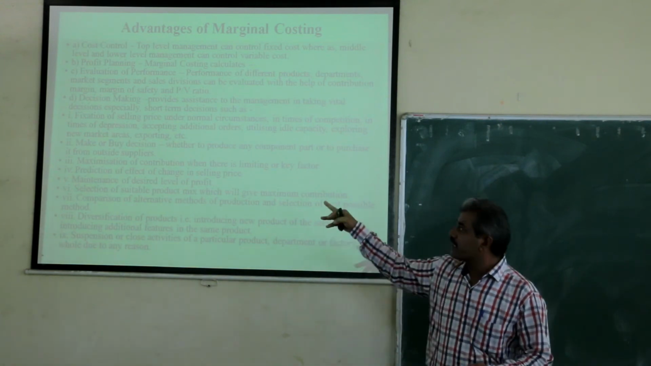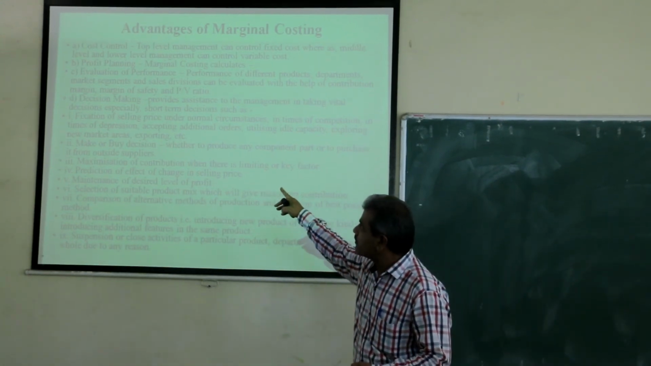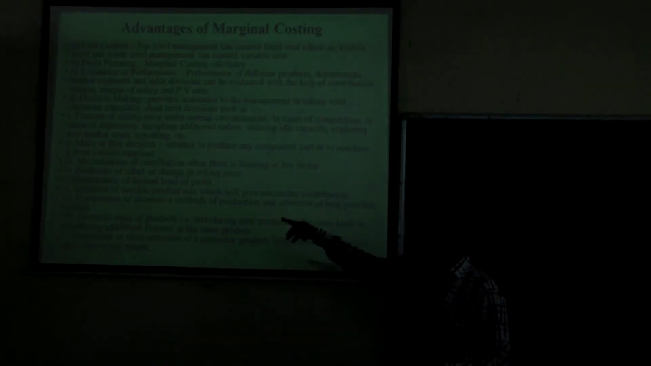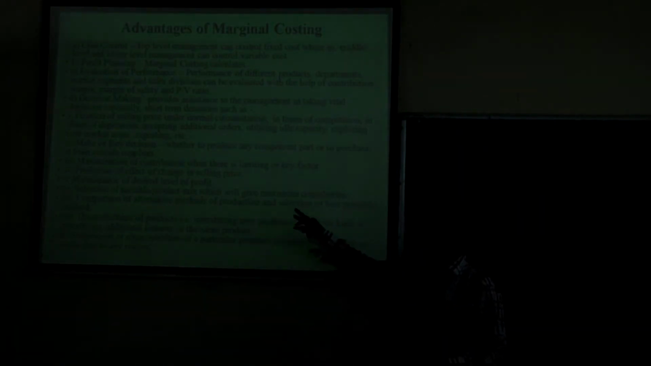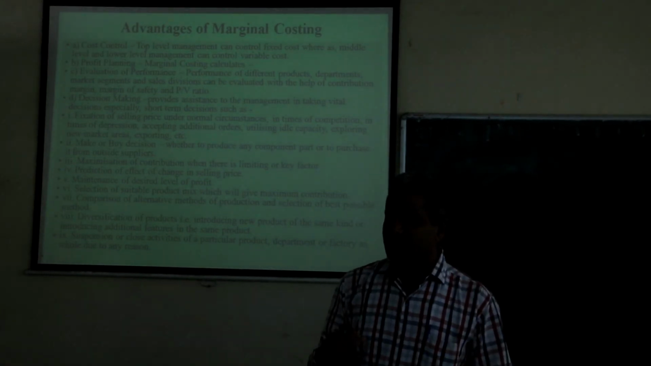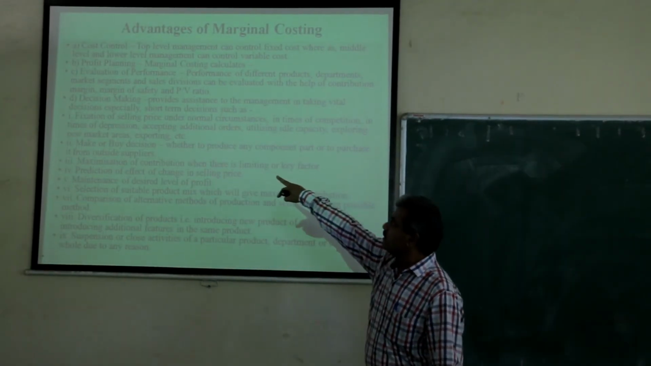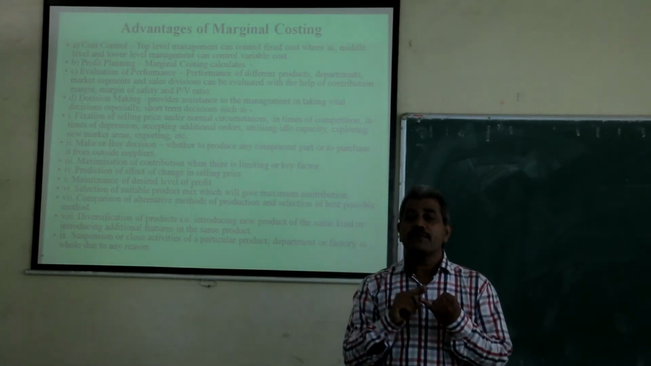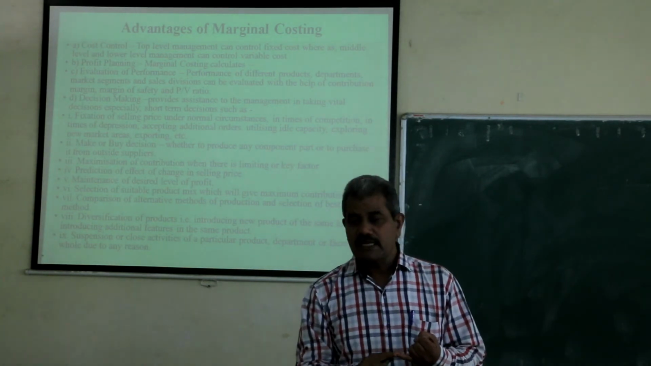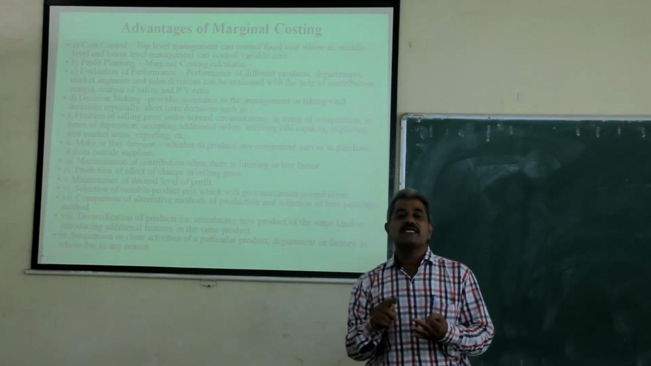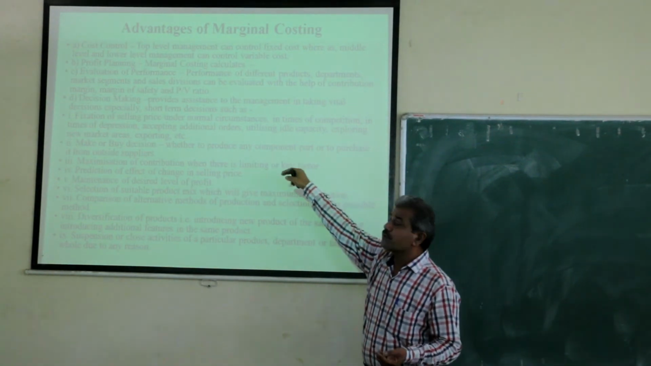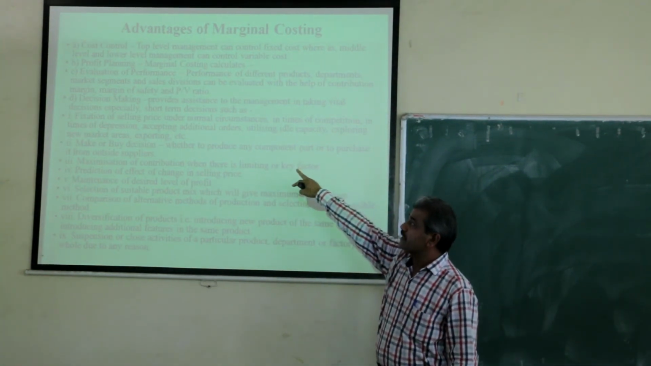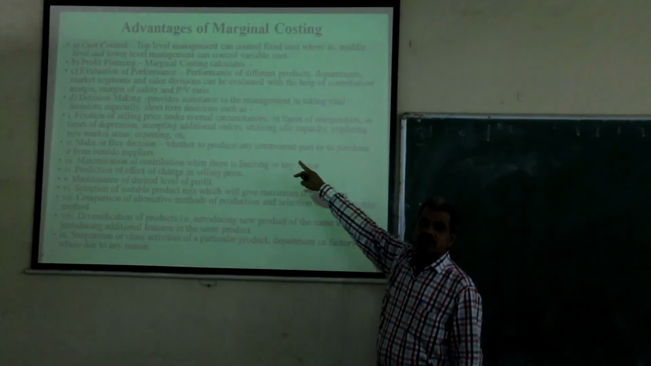For example, we can take decisions regarding the fixation of selling price, make or buy decision, maximization of contribution, prediction of effect of change in selling price. All these decisions can be taken with the help of the marginal costing technique. Say for example, we will take first the fixation of selling price. Which price should be fixed at the time of routine, normal level of sales, as well as in the case of depression, as well as in the case of boom? You can fix the selling price with the help of these marginal costing techniques.